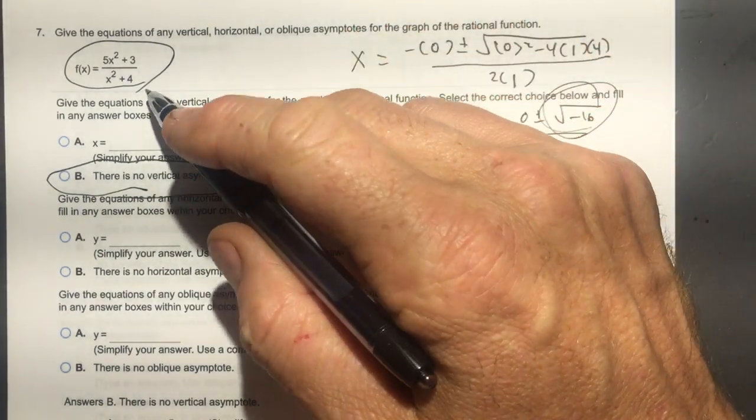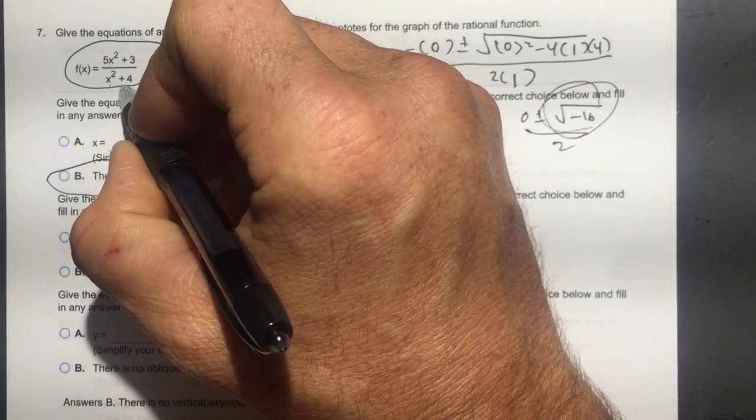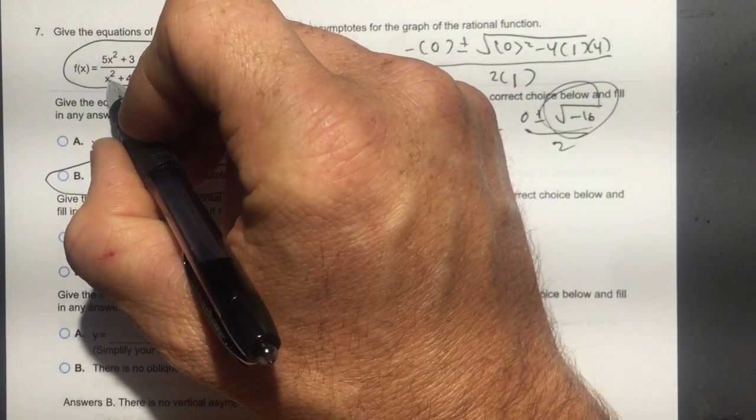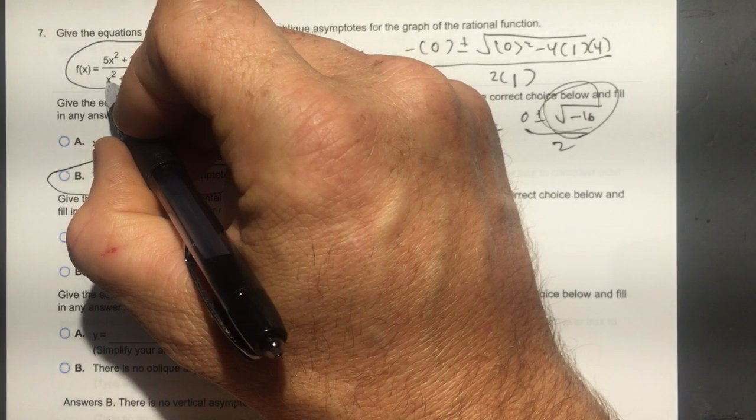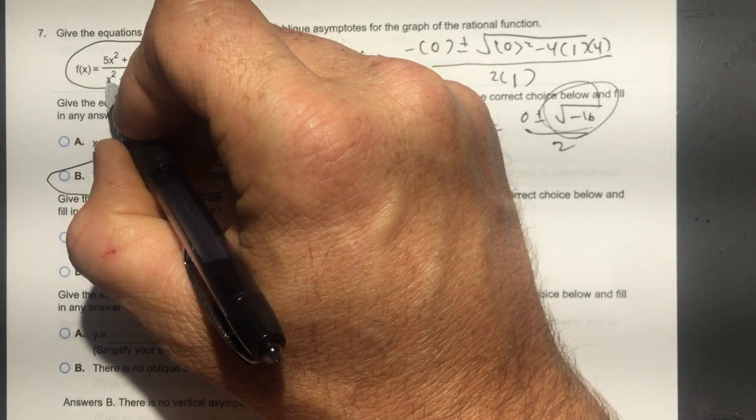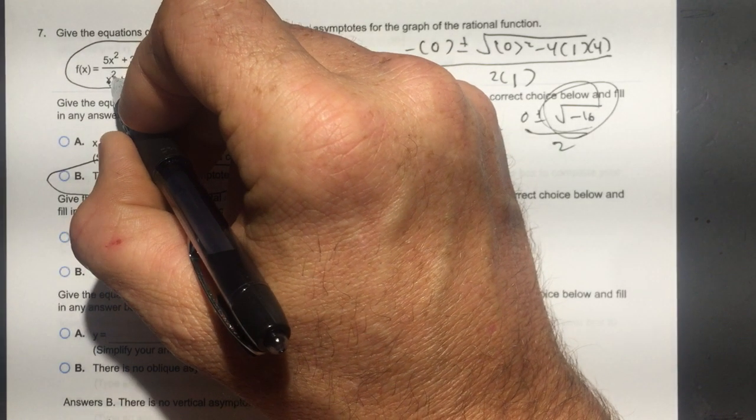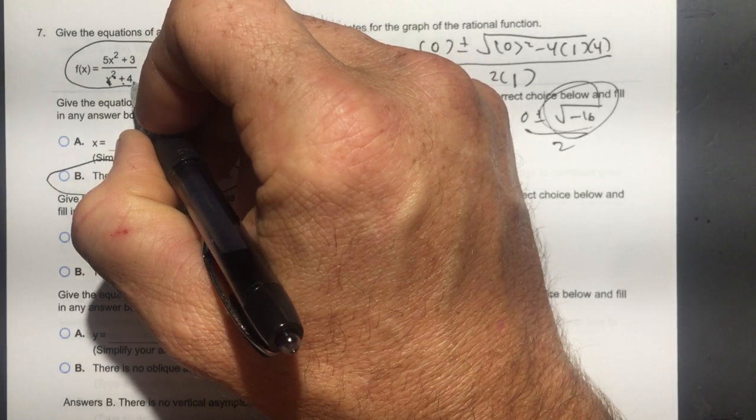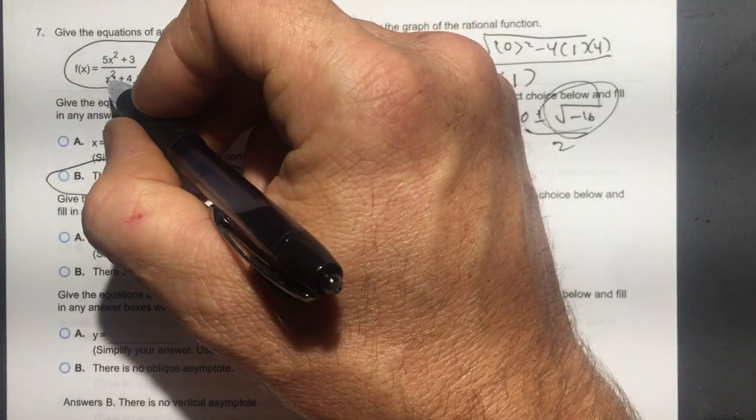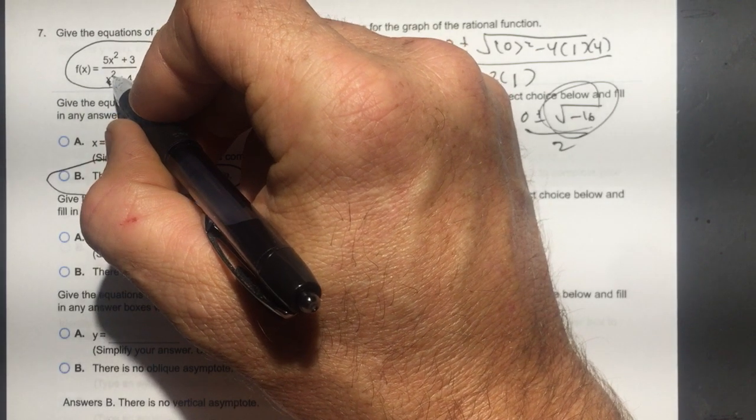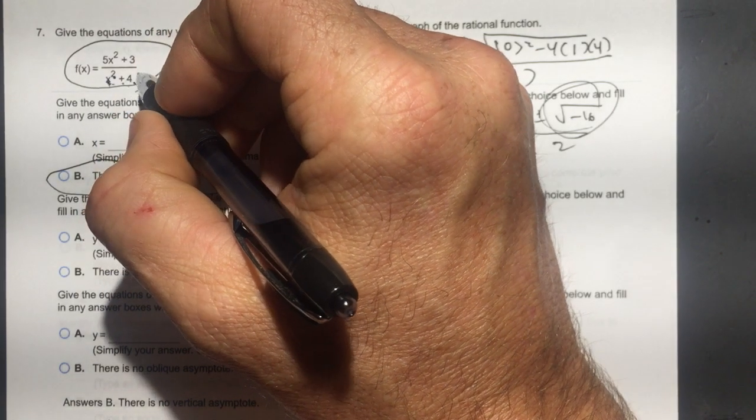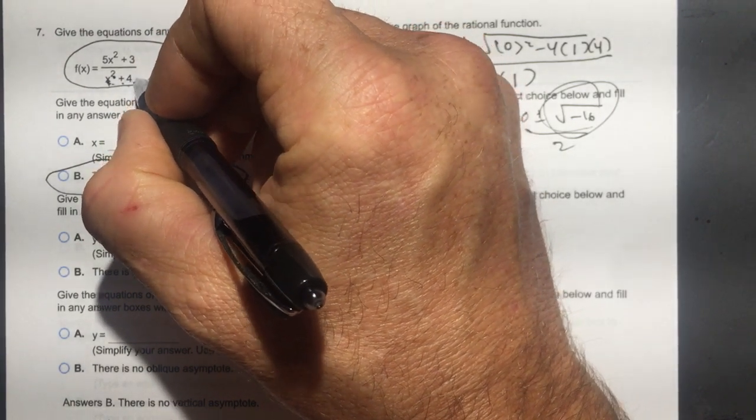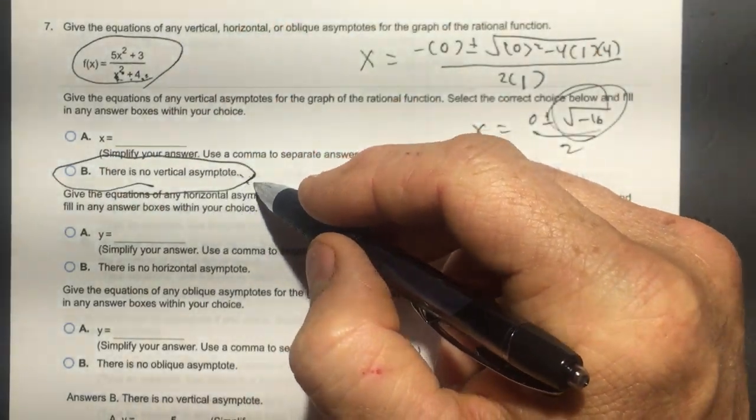And really, if you look at this, there's no way this denominator can be 0. If x is negative, a negative number squared would make us positive, so I got a positive number plus 4. It's not ever going to get down to 0. If x is 0, 0 squared would be 0, and 0 plus 4 would be 4. So there's no way on earth this bottom could be 0, so there's no vertical asymptote.